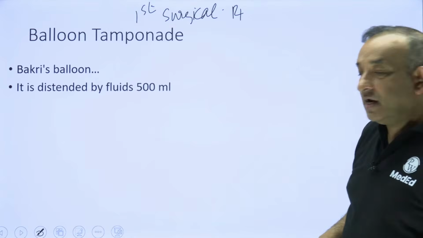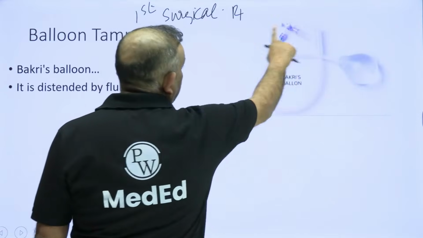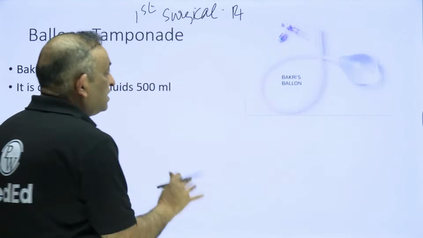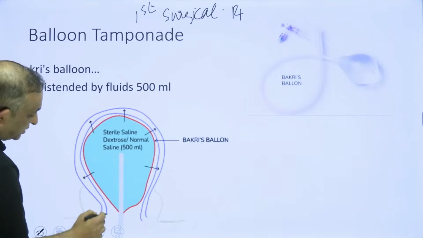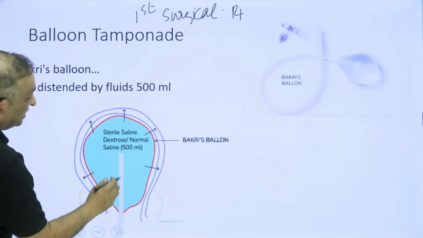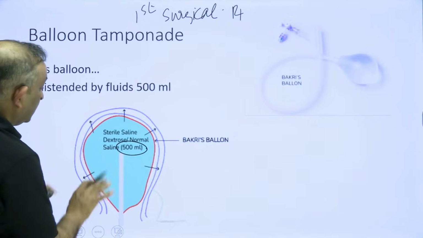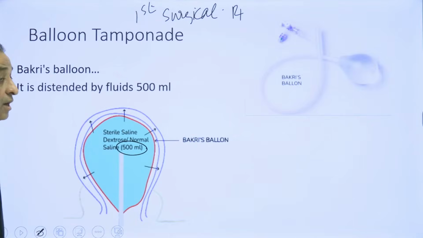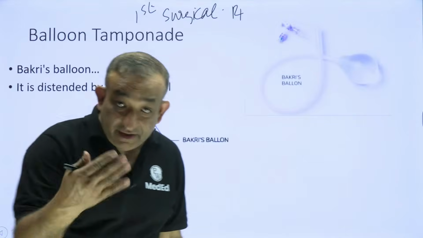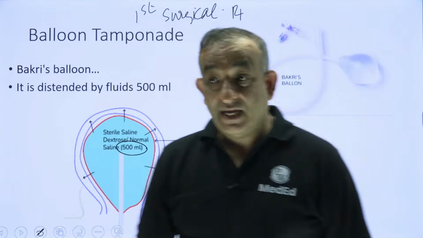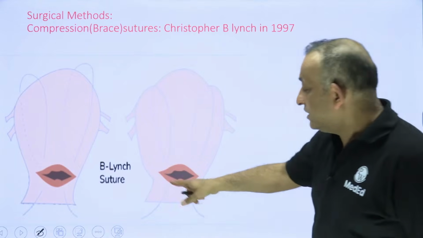It is called the Bakri's balloon, and you distend this by 500 ml. See, this is the Bakri's balloon, and this is put into the uterus, and this is distended, and it compresses the bleeding point. So we have put that balloon inside, distended by 500 ml of normal saline, and that is going to cause the compression of the bleeding points. So Bakri's balloon, they'll give this. This will be your instrument viva when you're doing your MBBS exams. Don't miss this. Then the next surgical method is the brace suture known as the B-Lynch suture.